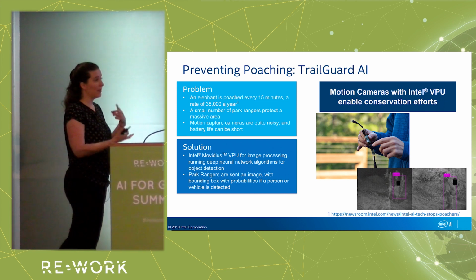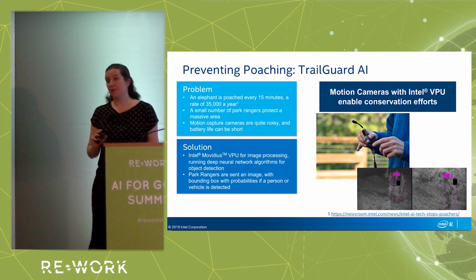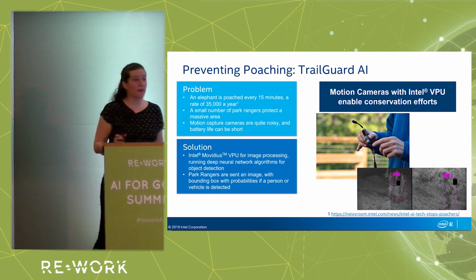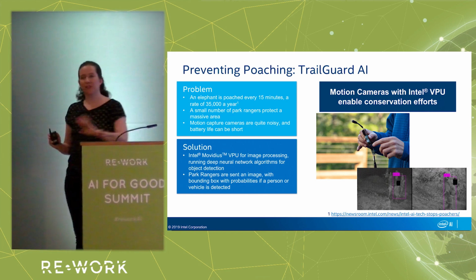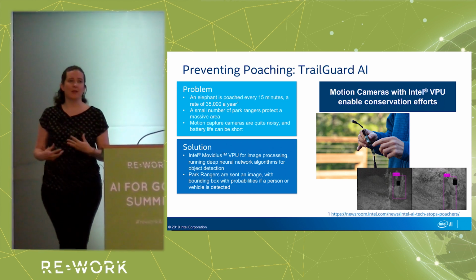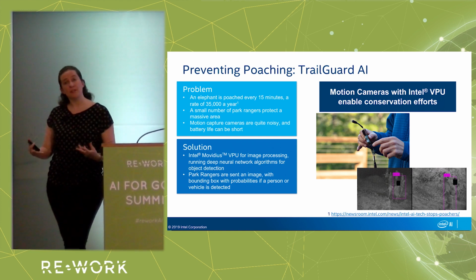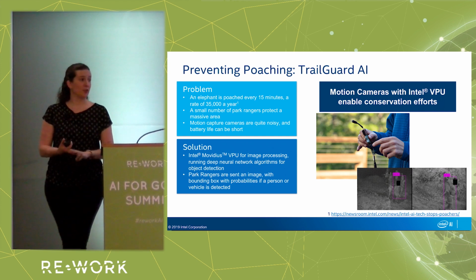And what the park rangers were finding out was that 95% of the images they were getting were what they considered noise. Some of them had animals, but a lot of them were just trees blowing. And only a very, very small minority of them had people in them, whether it was a farmer chasing after their cows or a potential poacher.